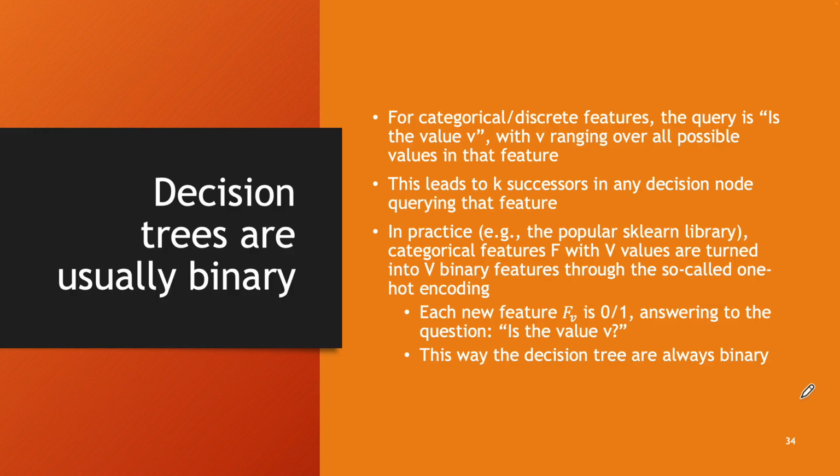If you have a numerical feature, then as we have seen in a previous video, the query on that node is just you pick a threshold and you ask whether in that feature you have a value lower than the threshold or higher than the threshold. So that's always going to give you just two successor nodes. So again, contributing to the idea of the binary tree.